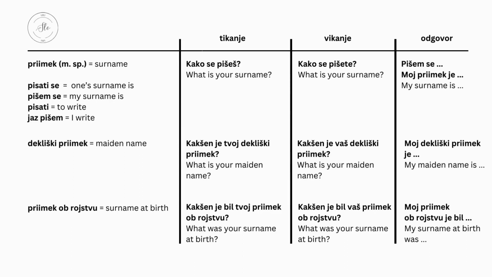Priimek. If we use tikanje, we ask kako se pišeš? If we use vikanje, we ask kako se pišete? And then we can reply pišem se. Or moj priimek je.